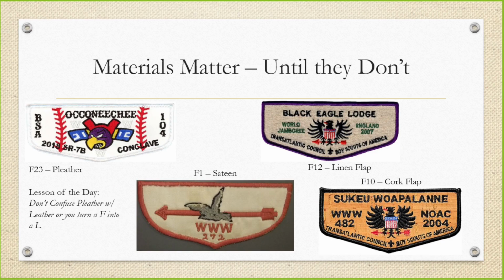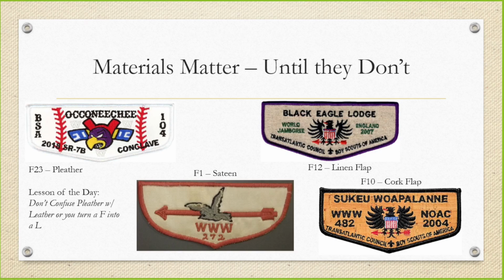And then here's some more materials. Here you have pleather. My lesson of the day is don't confuse pleather with leather or you'll turn your F into an L. That was a flap that Okenichi made, and they list their leather flaps as an L, but they listed their pleather flap as an F. And then you have a lot of different types of materials that people have made flaps on.